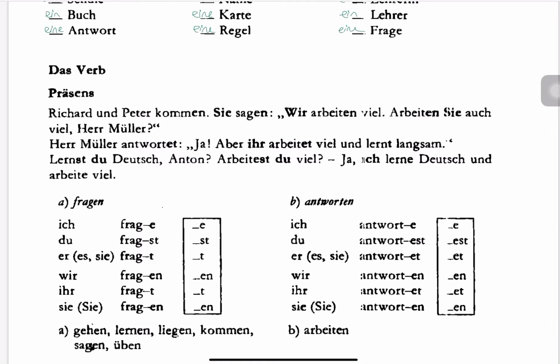In German we have endings which we can add to the root of the verb. The root of the verb plus en or n, we can see the parts of the verb. Okay, and when we want to use it in a sentence, we have to add the ending depending on the person we want to use it for.